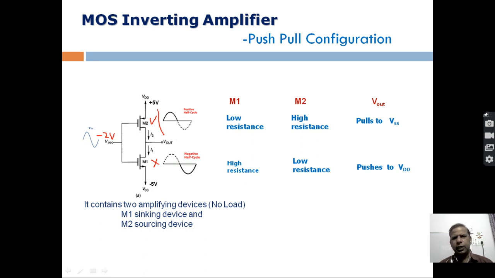So you can say that it is called a push-pull amplifier because in one situation when the positive half cycle was applied, at that time the output is pulled towards VSS, and during the negative half cycle the output is pushed towards VDD. So one time it's pushed and another time it is pulled toward VSS. So that's why it is called a push-pull amplifier.